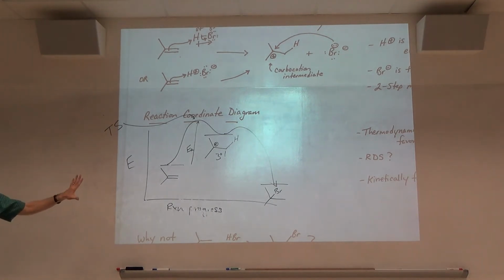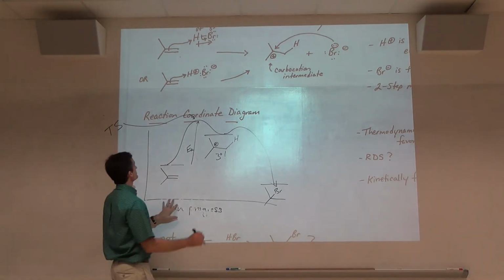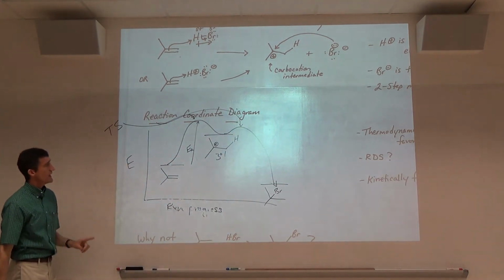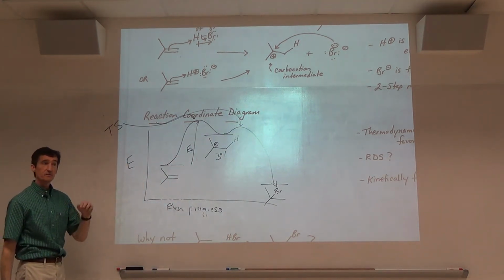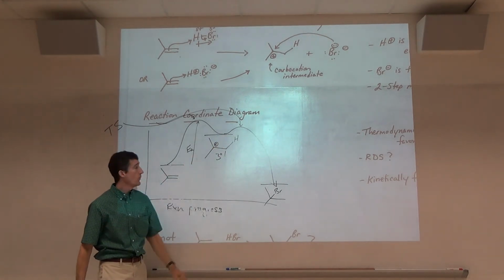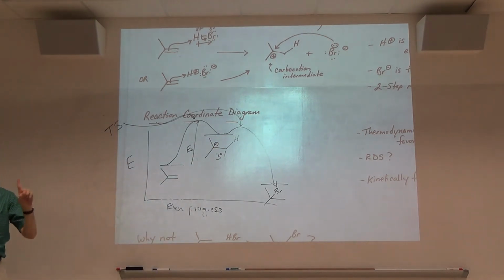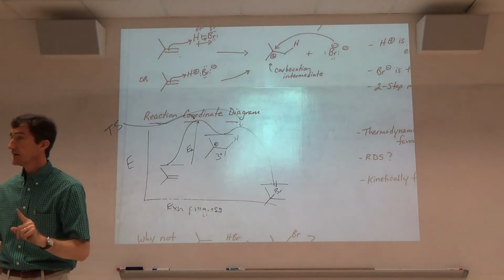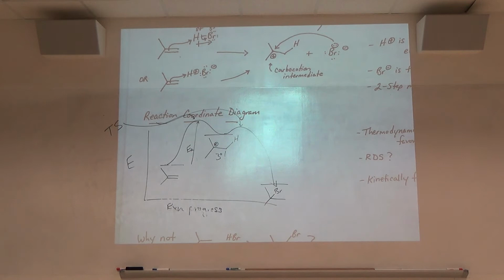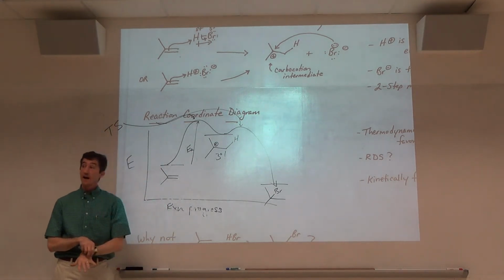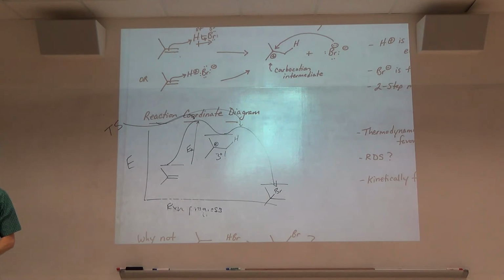There's your reaction coordinate diagram. How many transition states do we have? Two. How many intermediates do we have? It sits in a well, an energy well. One. Two steps. Which is going to be the rate determining step? The rate determining step is your hardest step. The first one. Ultimately, it's the one with the highest transition state energy.